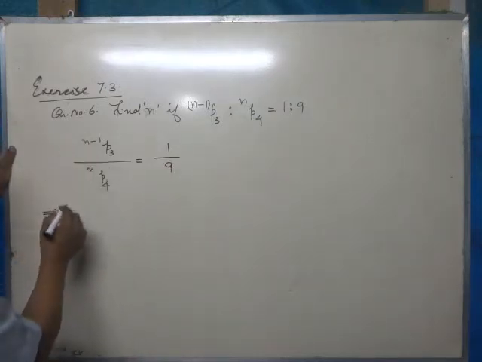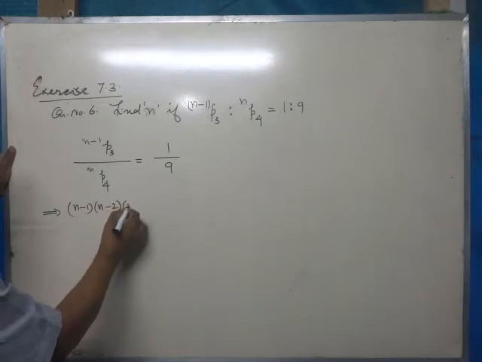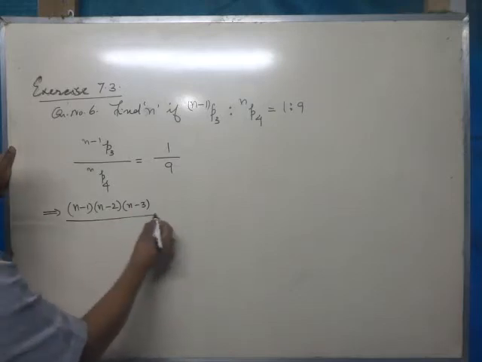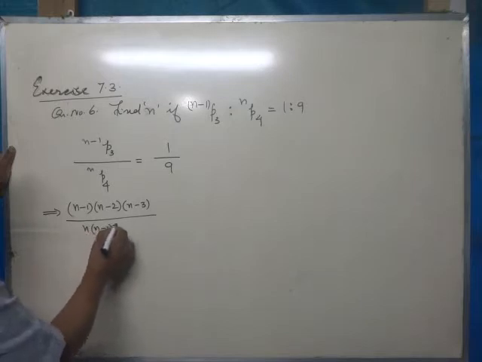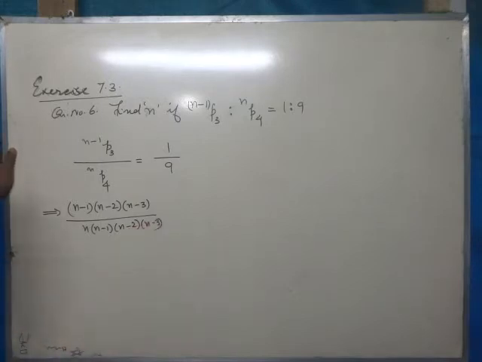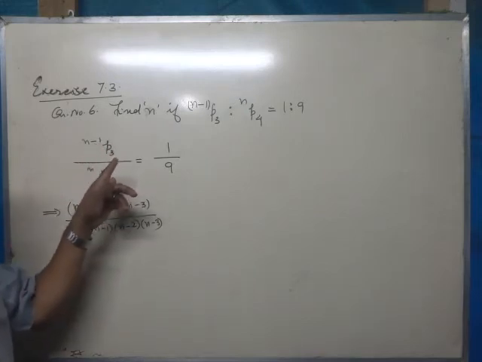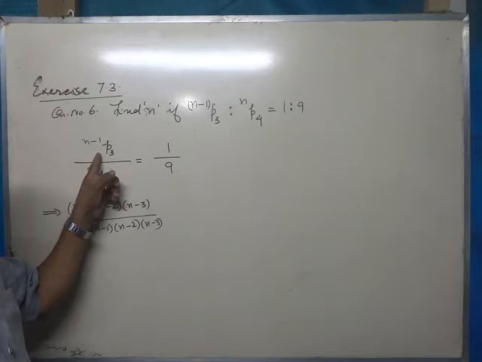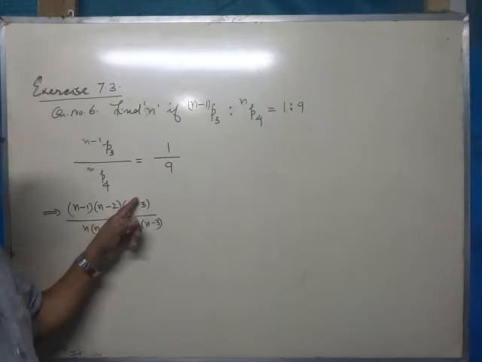Now (n−1)P3 is (n−1)(n−2)(n−3), divided by nP4, which is n(n−1)(n−2)(n−3). (n−1)P3 means the product of three numbers, starting with n−1, the next will be n−2, and the third will be n−3.